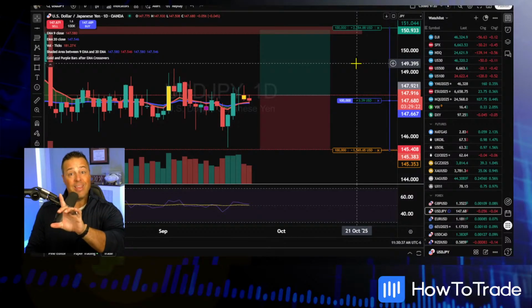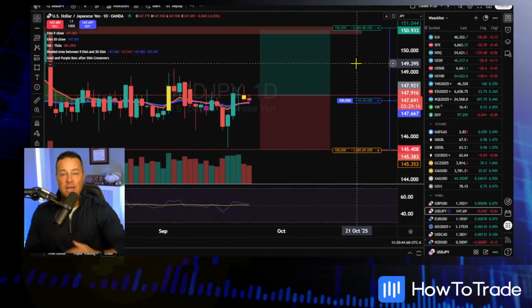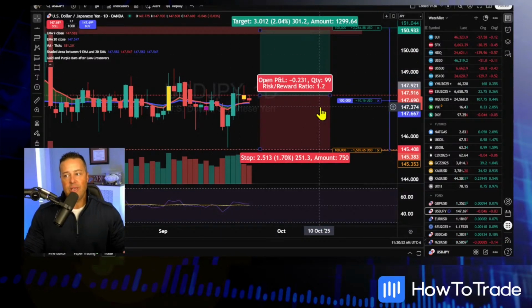Our entry point is when the 9 crosses over the 20. That's our buy. Our stop loss is beneath that swing low down there, okay? Top side, profit target, we use market structure here. You can use a fixed risk versus reward, whatever you'd like. Okay, so that's a good look at the U.S. dollar Japanese yen trade and really how you execute it.